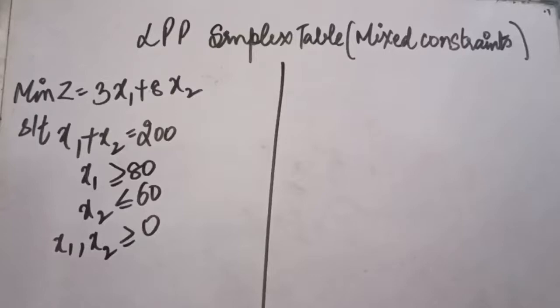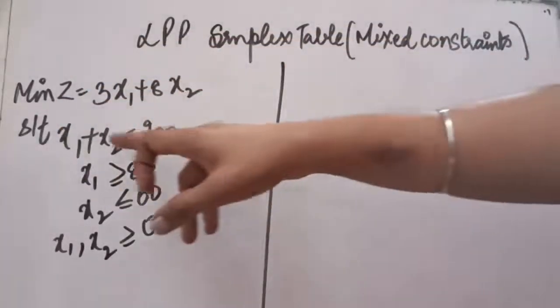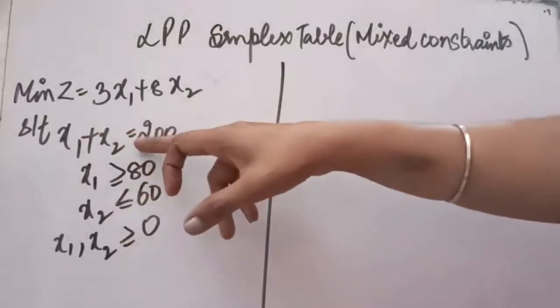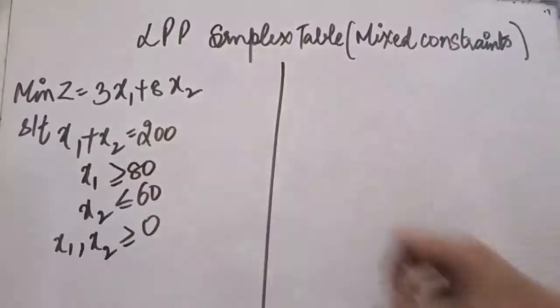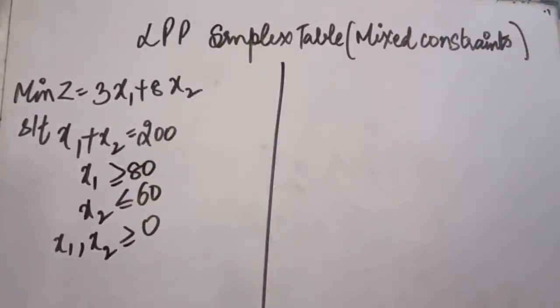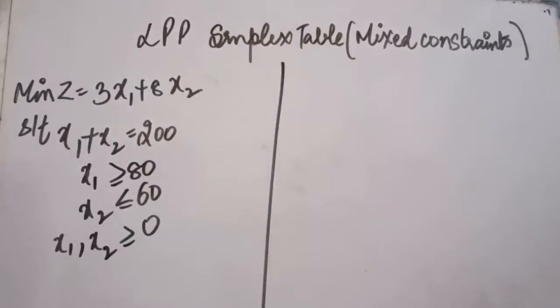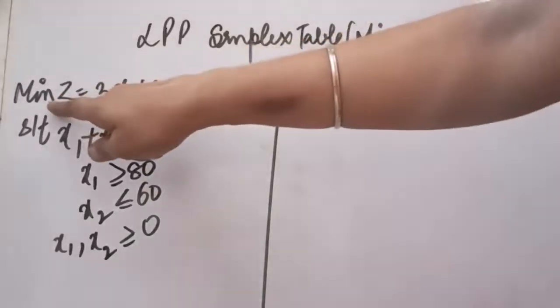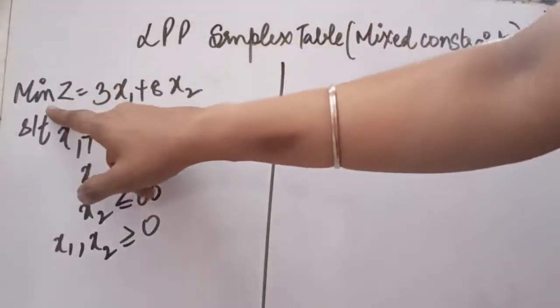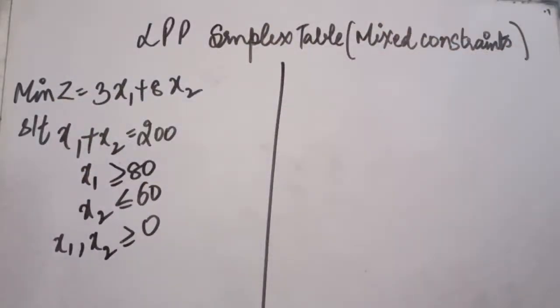Now this is a question where minimize Z has been given as 3x1 plus 8x2. The first constraint is x1 plus x2 is equal to 200. Second constraint is x1 is greater than or equal to 80. And third constraint is x2 less than or equal to 60. So all the three types of constraints have been covered in one question. Here it can be minimization, it can be maximization, but this question is of minimization. So this is known as the problem of mixed constraint.